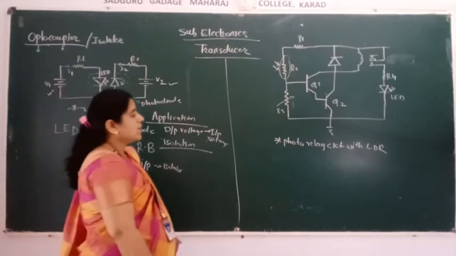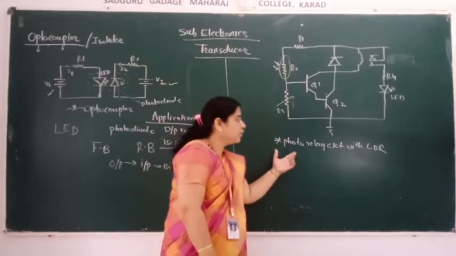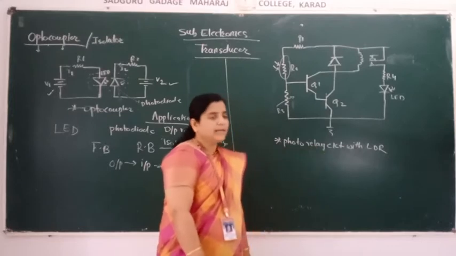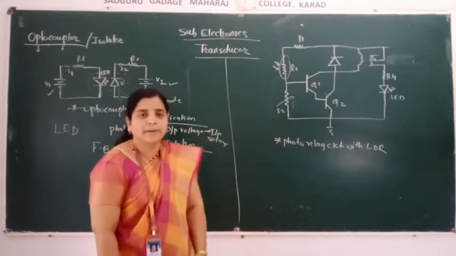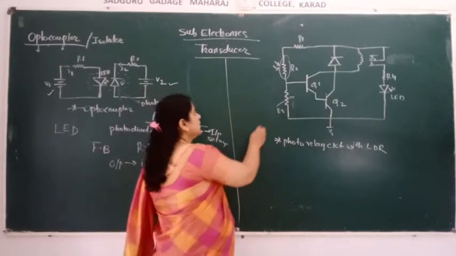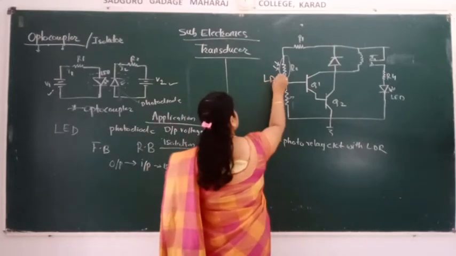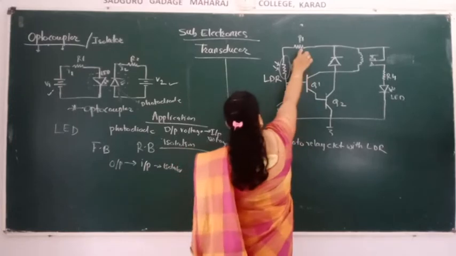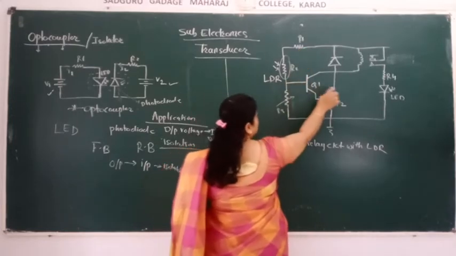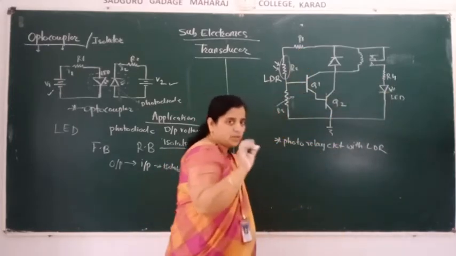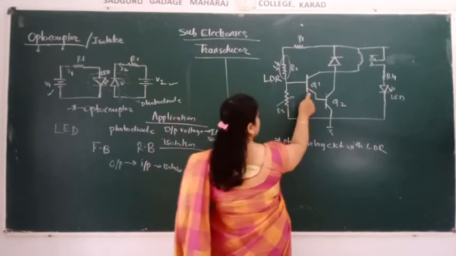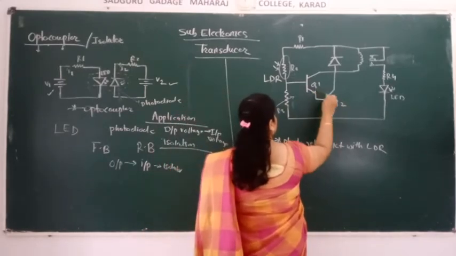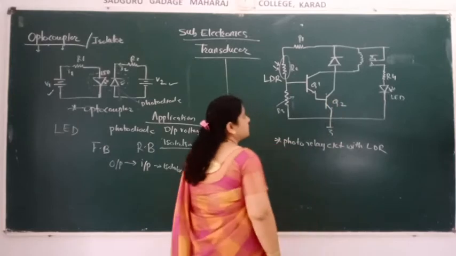One question is asked like this: explain the photo relay circuit with LDR. LDR means what? Light dependent resistor. So one LDR we are using here. This is the LDR, this is R3. R1, R3, R2, and R4: four resistors are used, and two transistors are used, transistor Q1 and transistor Q2.